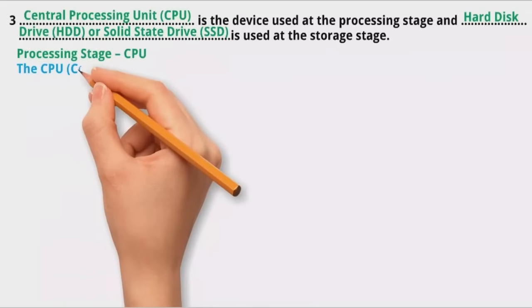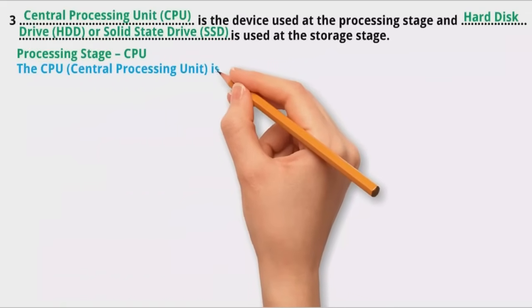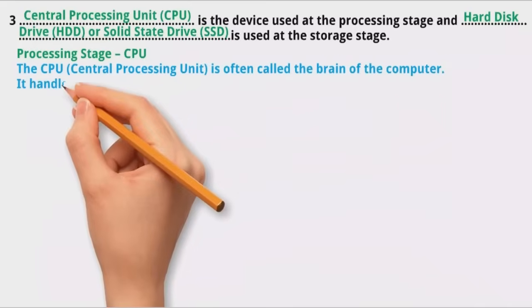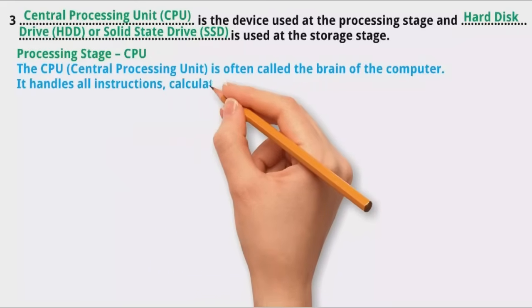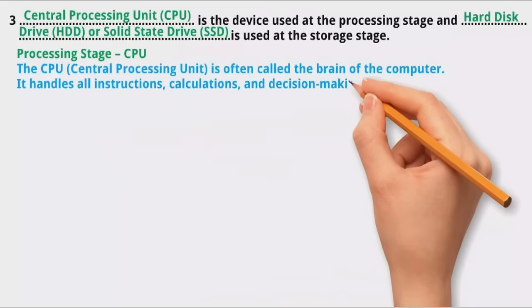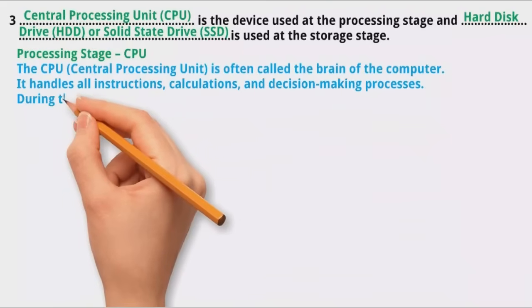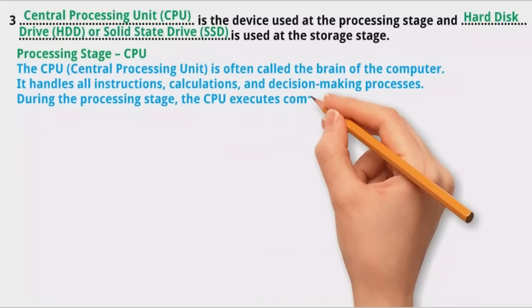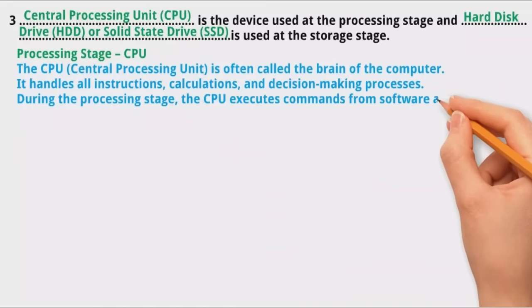The CPU, Central Processing Unit, is often called the brain of the computer. It handles all instructions, calculations, and decision-making processes. During the processing stage, the CPU executes commands from software and manages data flow.